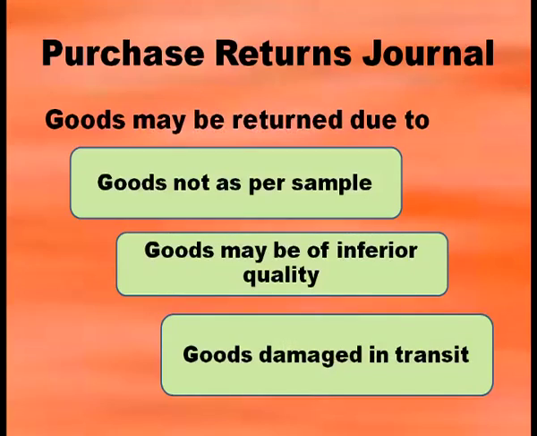Why we are returning goods? In most of the cases, goods may be returned because goods are not as per the sample. Sometimes goods may be of inferior quality. Some of the goods may be damaged in transit. These can be the reasons why the company is returning goods to the concerned supplier.